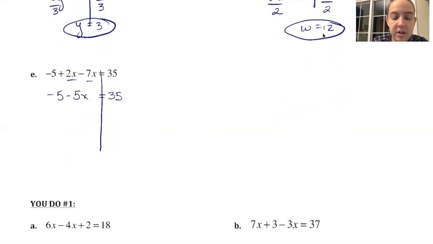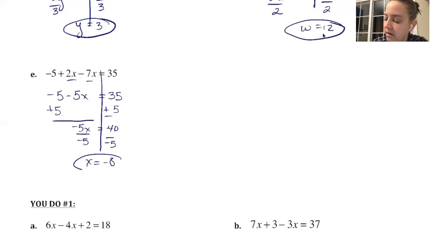And again, if you're using your calculator or a calculator on your iPad or your phone, that's fine. Use it to help you out. Adding and subtracting comes next, so add 5 to both sides. Negative 5x is equal to 40. Divide both sides by negative 5, and x is equal to negative 8.